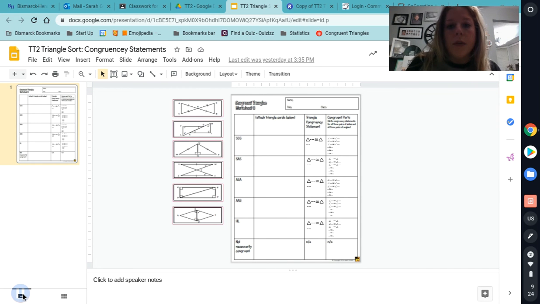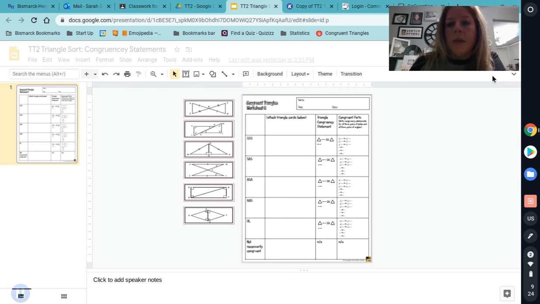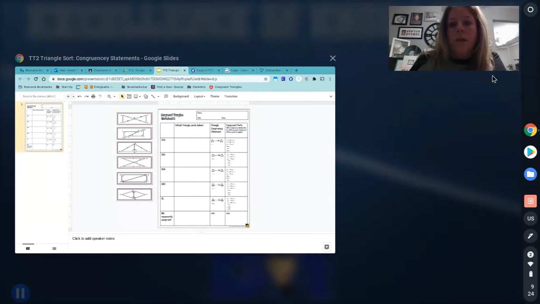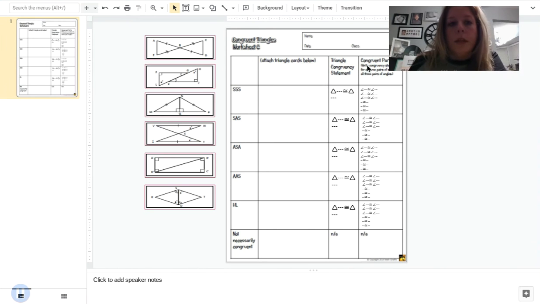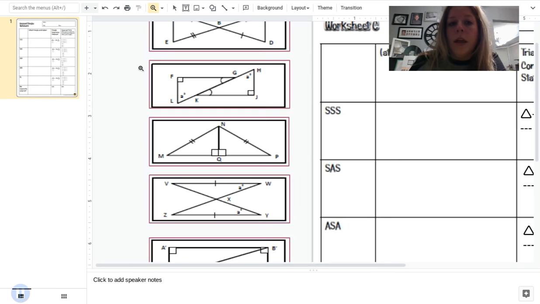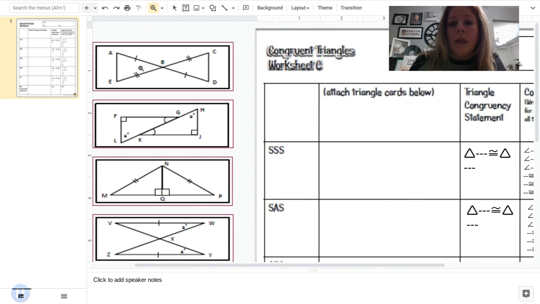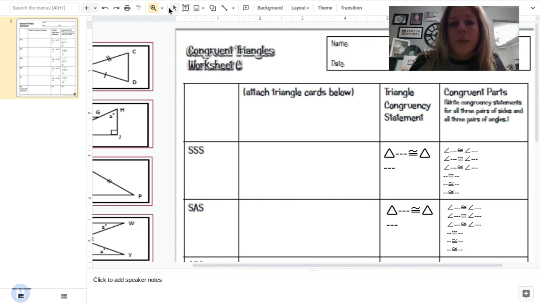The first thing in your Google Classroom looks like this. It says triangle sort congruency statements. Let's go ahead and open that up. And if we remember from last time, if we click this little arrow up in the right hand corner, we get a little bigger. We can go full screen, we get a little bit more. And then if you use your magnifying glass tool, you'll actually be able to zoom in and see what's going on. But then don't forget to switch back to the arrow.